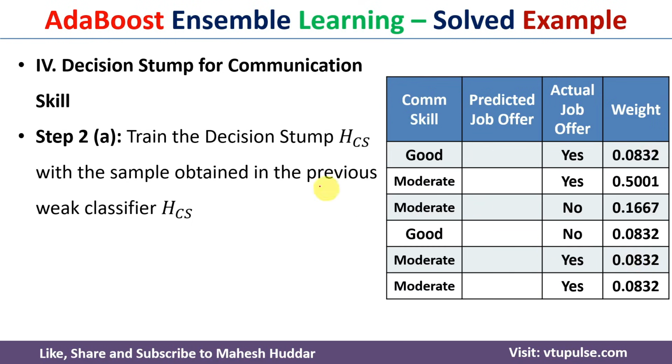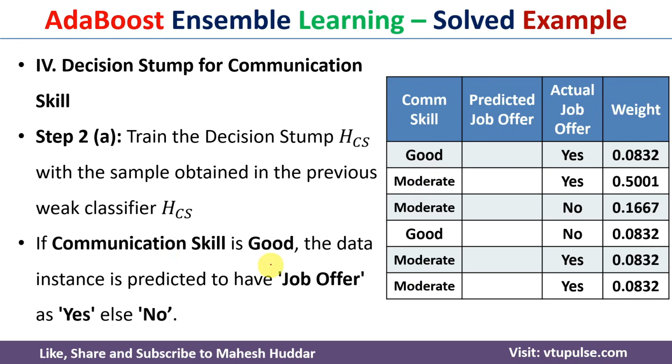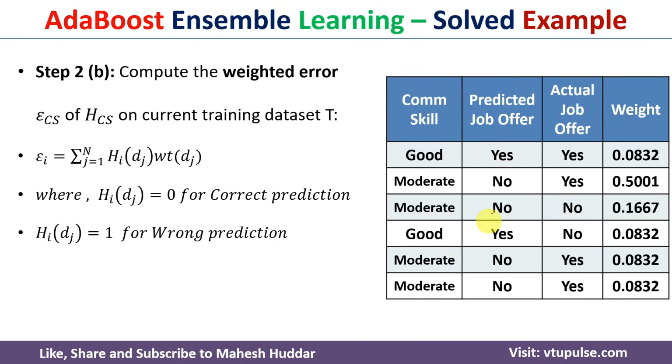Now we will go with the last decision stump, that is nothing but the communication skill. I have written the values for communication skill. Whenever a communication skill is equal to good, predicted job offer will be yes, otherwise it will be no here. So once you fill this table, you will be getting these values. And if you notice this table, there are only two correct classifications, remaining are incorrect classifications in this case. Now, once you fill this table, the next step is to calculate the weighted error.